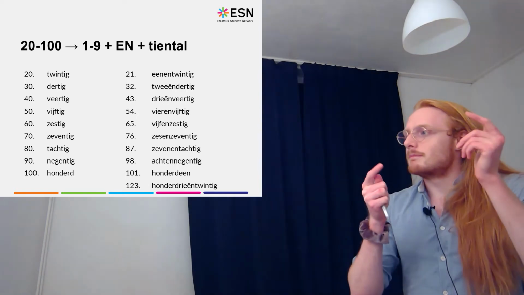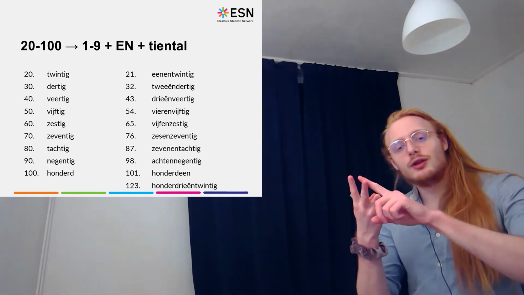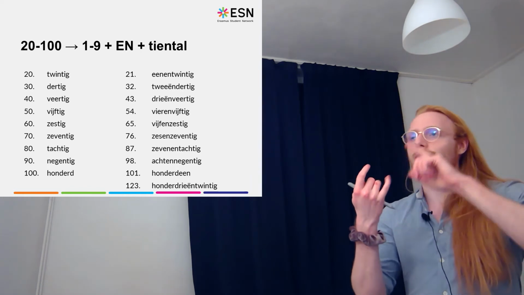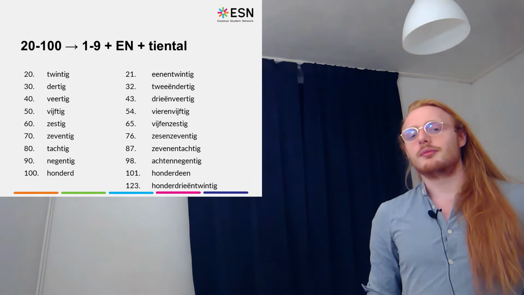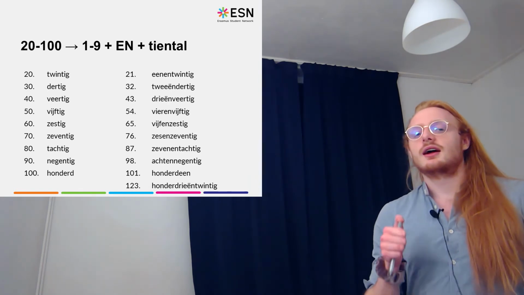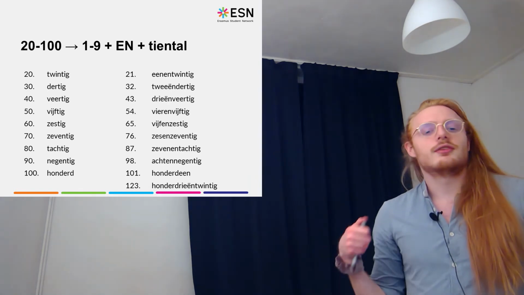So, duizend, miljoen, miljard, biljoen, biljard, triljoen, triljard, etc., etc. That's how we count big numbers. Otherwise, there's not much interesting to say about the numbers.